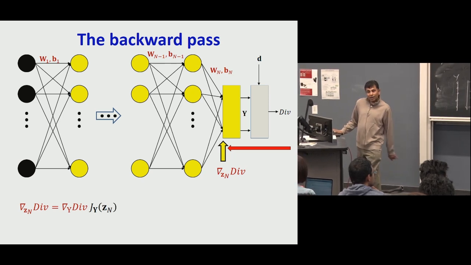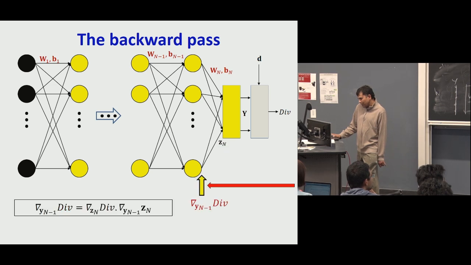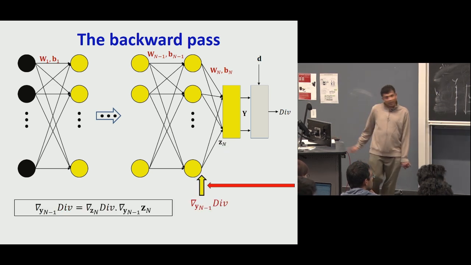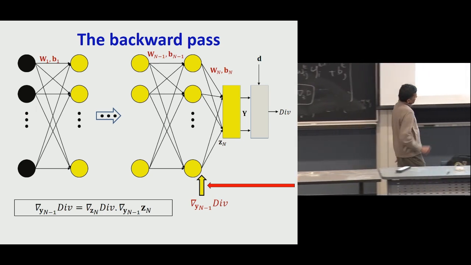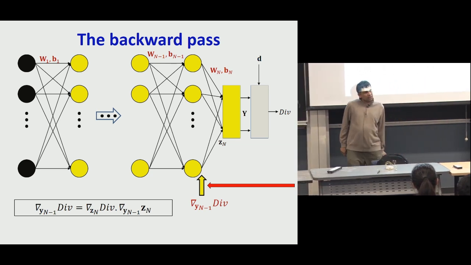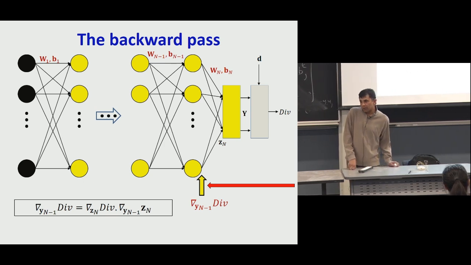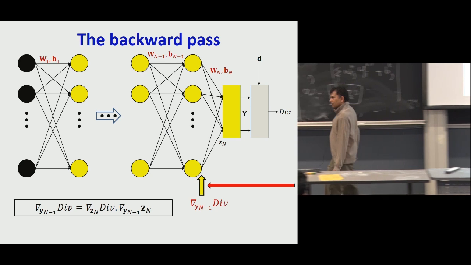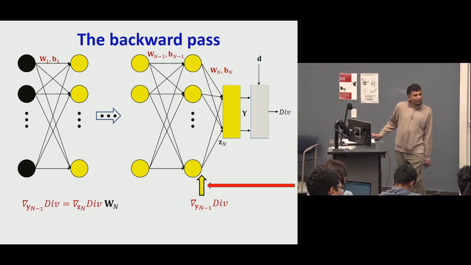And then here's where, in the next two steps, you will see why I'm treating the affine function specially. What is the derivative of the divergence with respect to y? The derivative of the divergence with respect to y is the derivative of the divergence with respect to z times the derivative of z with respect to y. I'm just chaining it back. z is an affine function of y, so this is simply the weights matrix. And so this one is simply going to be this guy.